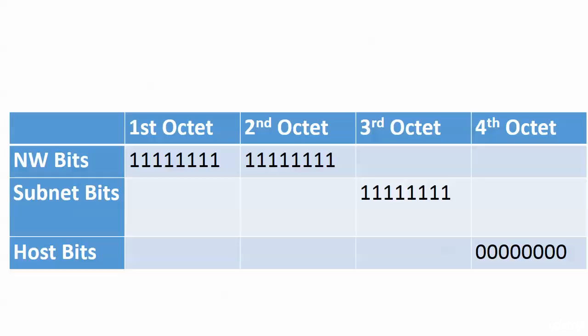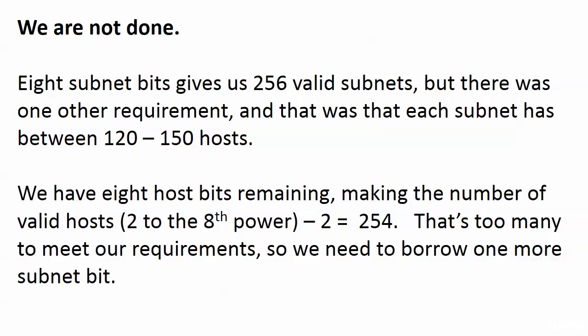So I know that I need 8 subnet bits to meet the requirement of at least 200 subnets. That's the lowest number that's going to give me that many subnets. We are not done. Why aren't we done? Why do I have that in bold?